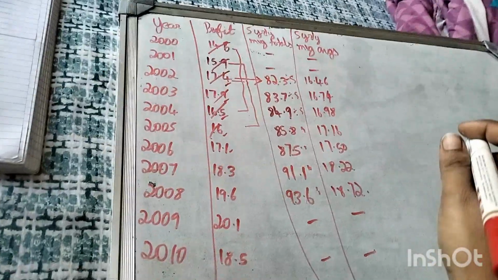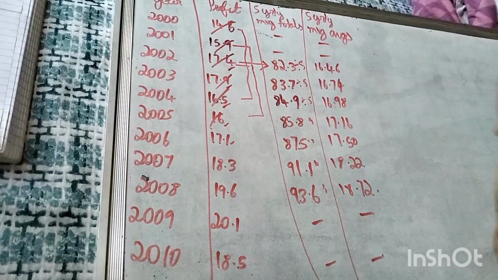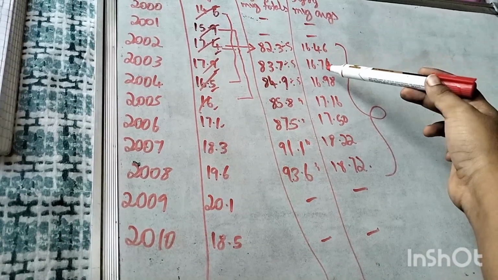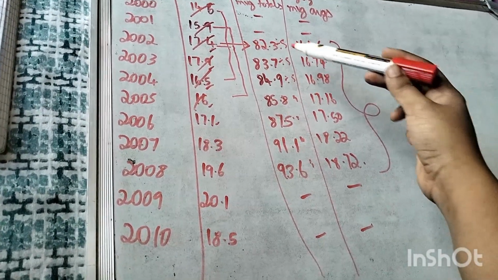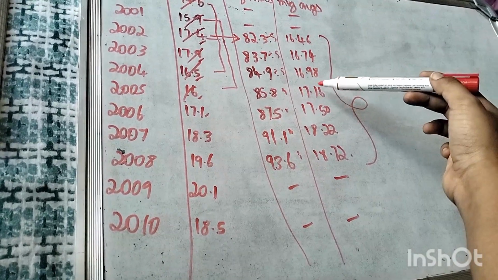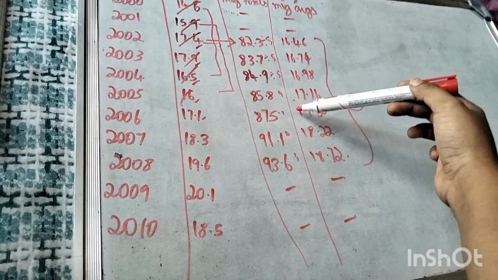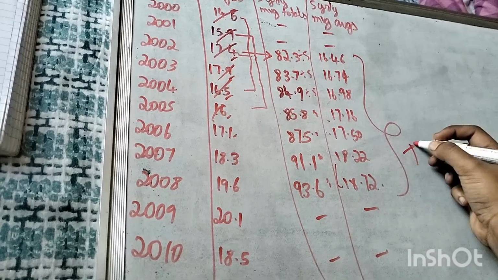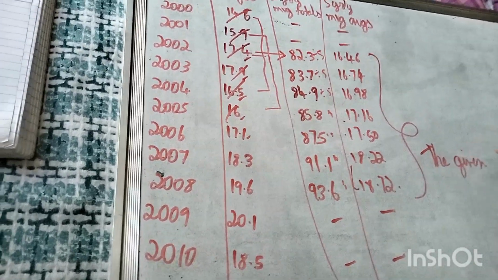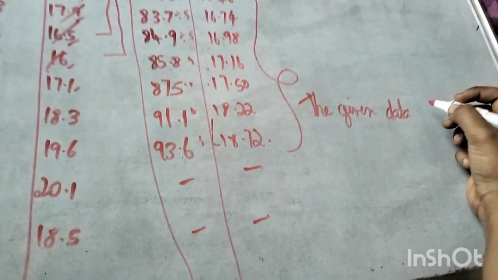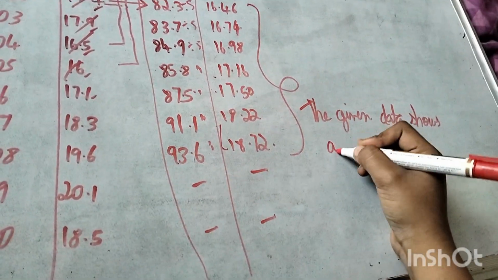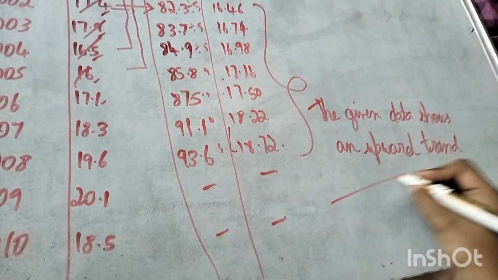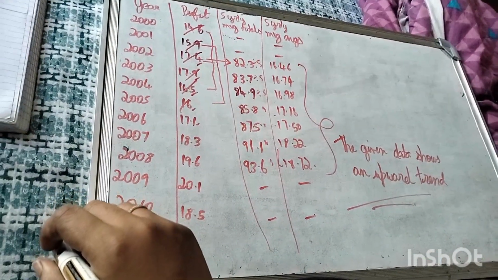You need to also write the conclusion. I forgot to tell it to you for the 3 yearly moving averages. So here you see all these values. So 16.46, 16.74, 16.98, it's almost the same, and then it goes on increasing, right? So from 16 it's gone to 17, remains the same for 2, and then goes up to 18. So the given data shows an upward trend, so that should be your conclusion. So that's the end, and you get 5 marks for this.